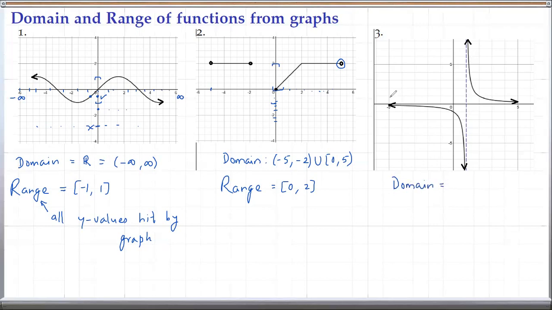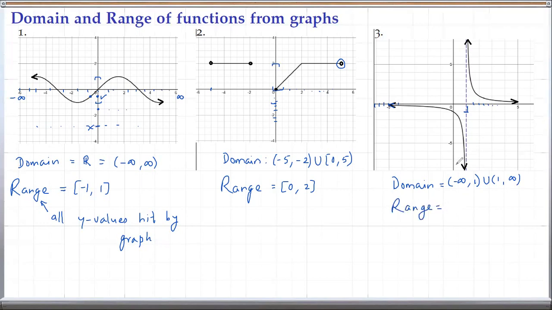So domain again is all the X values here. So since this graph extends to -infinity on this side, the X values here start from -infinity. It goes all the way up to 1 over here. We don't include 1, so we have to stop there. But we can include everything after 1 again, because we have graph for all these X values, 1 to infinity. So this is the domain.